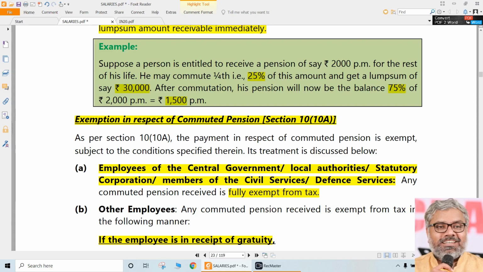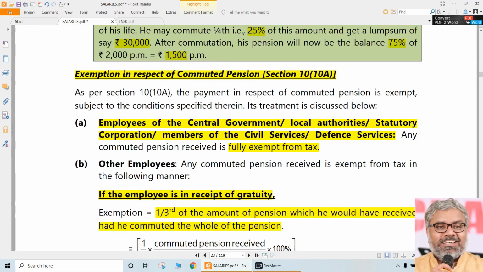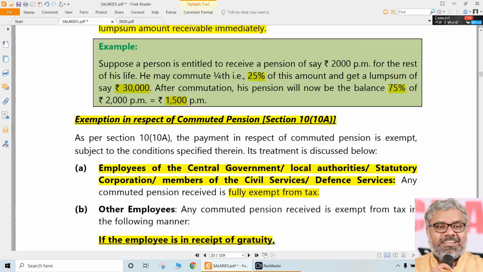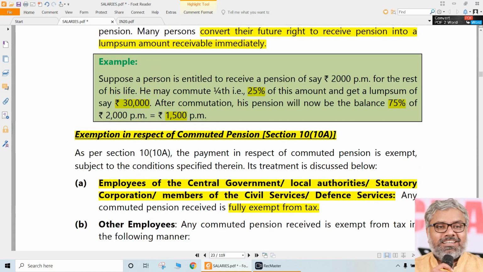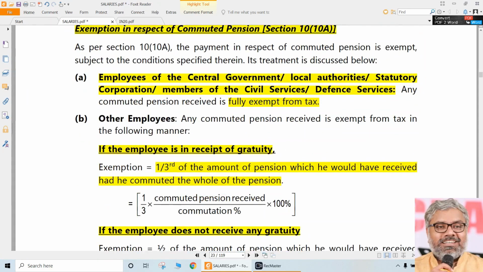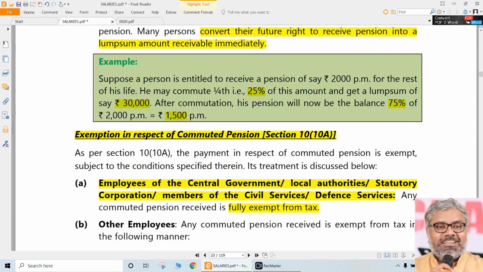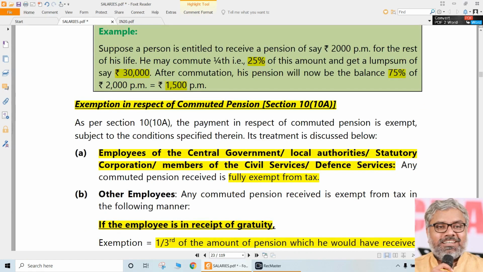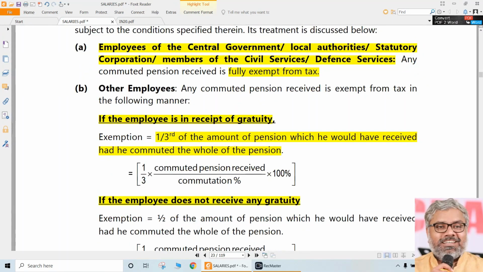That means if he commuted the whole of the pension, we are not talking about he really did commute. We are talking about had he commuted. If he commuted the whole of the pension, how much would he have received? That is 1,20,000. How do we get it? 30,000 into 100 by 25. That's the formula here. Commuted pension received 30,000 into 100 divided by percentage of commutation 25, into 1/3 only is exempt, not the entire amount.